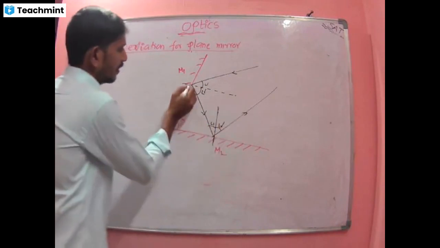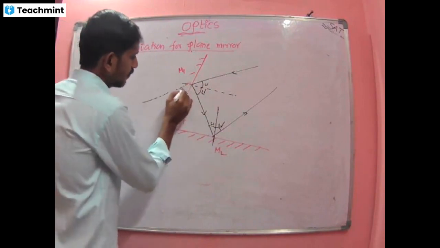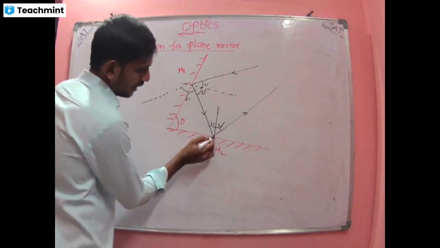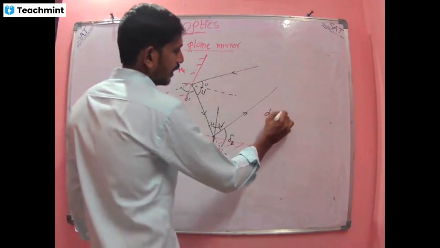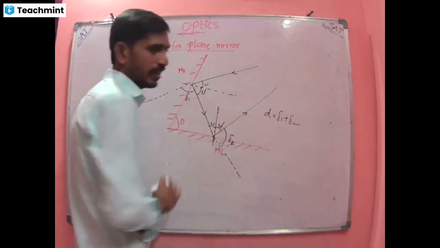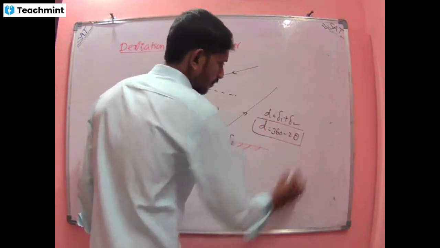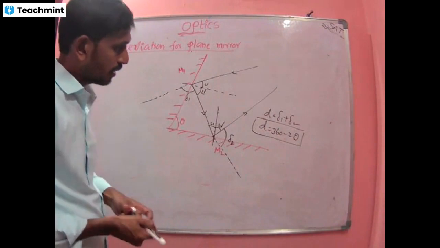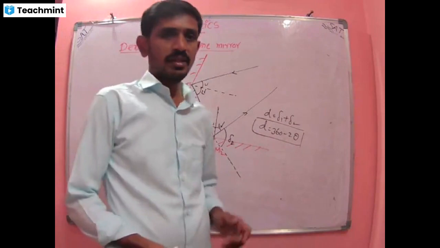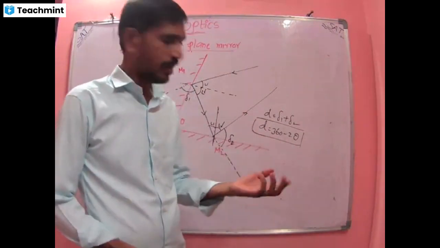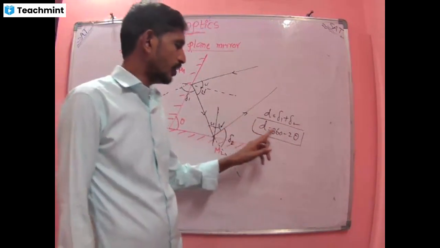When the light is going in this direction, the first deviation angle is delta 1. At the second mirror, this is my second deviation angle, delta 2. Total deviation angle is equal to delta 1 plus delta 2. If we solve it, we get D is equal to 360 minus 2 theta. We need to remember this formula. The derivation is not important here. Remember this formula, very important for the MHT-CET, polytechnic and NEET examinations. The board examination does not ask for the derivation; you just need to know the formula: D is equal to 360 minus 2 theta.